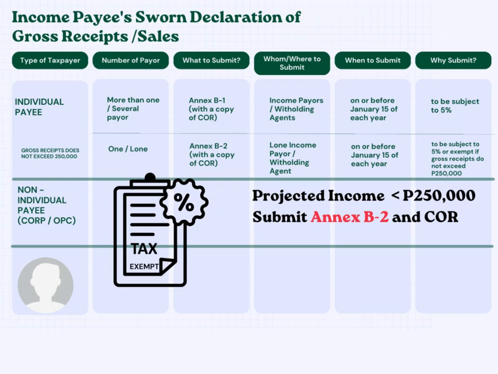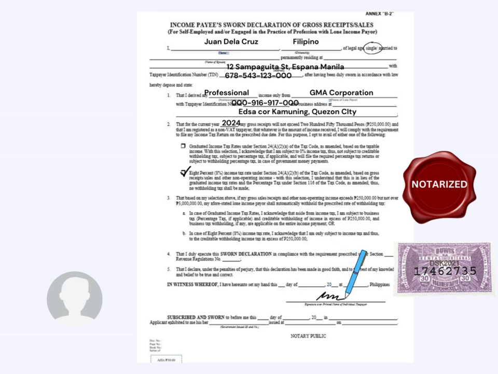However, if his income exceeds 250,000 during the year, the payer will automatically deduct 10% starting from the day the income reached 250,000. This is an example of Annex B2. Same with Annex B1, you just have to write your name, address, etc., have it notarized, and attach a 30 peso documentary stamp. Once notarized and stamped, pass the form to your payer.